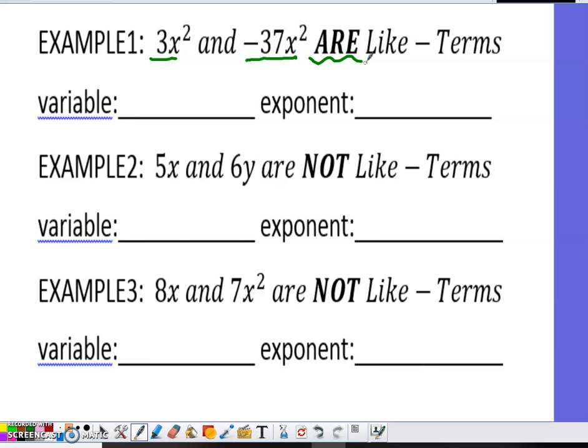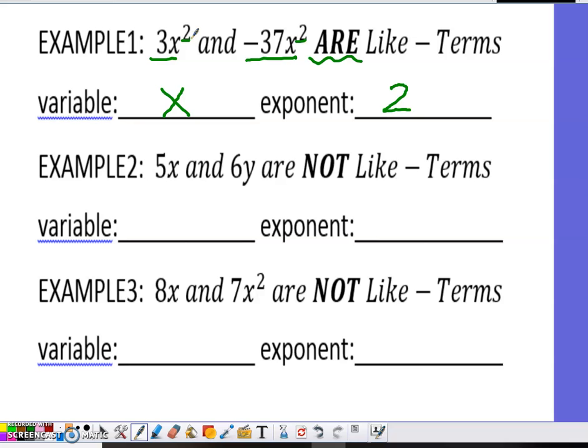Well, first off, remember to be like terms, they have to have the same variable raised to the same exponent. So looking here, 3x squared and negative 37x squared, they both have the same variable. That variable is x. And what is the exponent for both of those x's? Well, it's an exponent of 2. That little number is 2. If you have the same variable and the same exponent for that variable, then they're considered like terms.